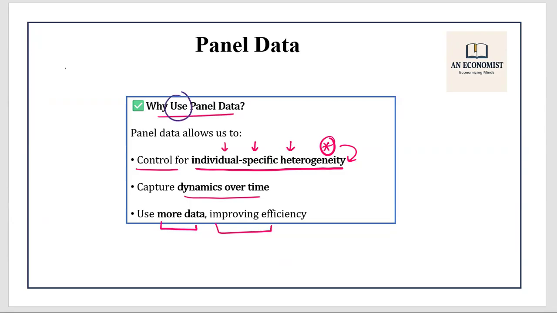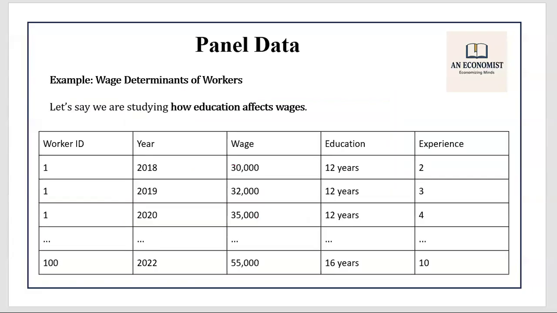These are also major reasons why we use panel data. So these are the three basic reasons: individual specific heterogeneity, a unique feature of panel data; then you can capture the dynamics over time of different entities; and since the data points are more in panel data than in usual cross-sectional and time series data, it will improve the efficiency of your study. Right? I hope this is clear. Now I'll move on to show you an example of what I am talking about. So please understand this example.